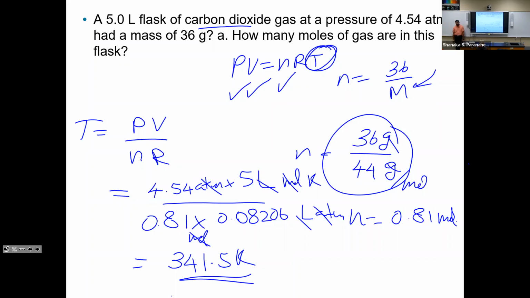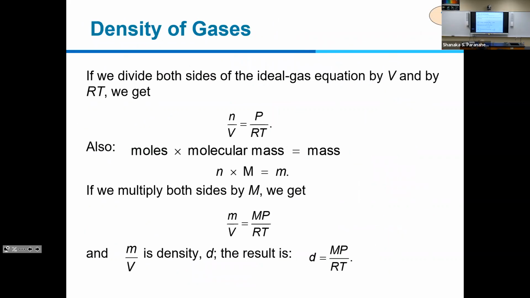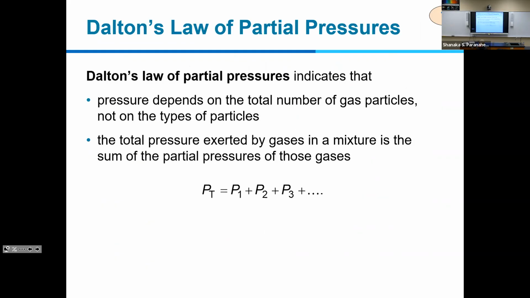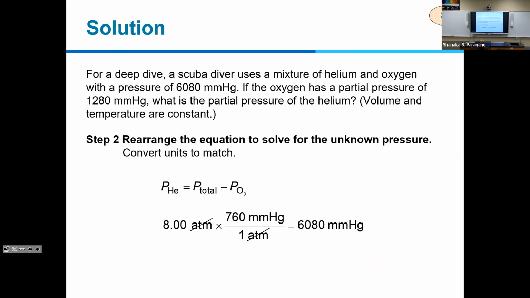Is that enough, or do you need more questions? Okay, so it's just identifying the variables and proper values and substituting those numbers into the equation. So that's about the ideal gas law. This is the other form of the ideal gas law. We discussed partial pressure in the last lecture, the last couple of slides.